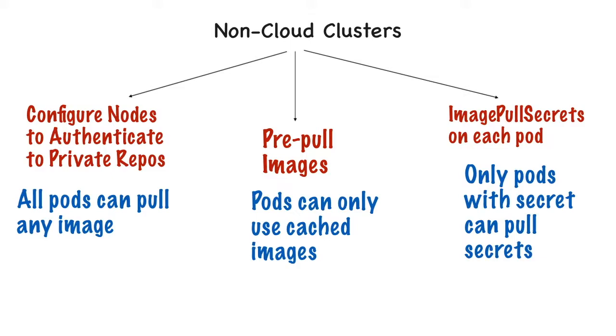In this option, we are going to need to configure the nodes appropriately for this to happen. A second option is pre-pulling images. Here, all pods in our cluster can go ahead and use any of the images which have been cached on our nodes. This requires root access to all of the nodes during setup. And a third option is to specify image pull secrets at the pod level. In this option, only those pods which provide their own keys can access the private registry.